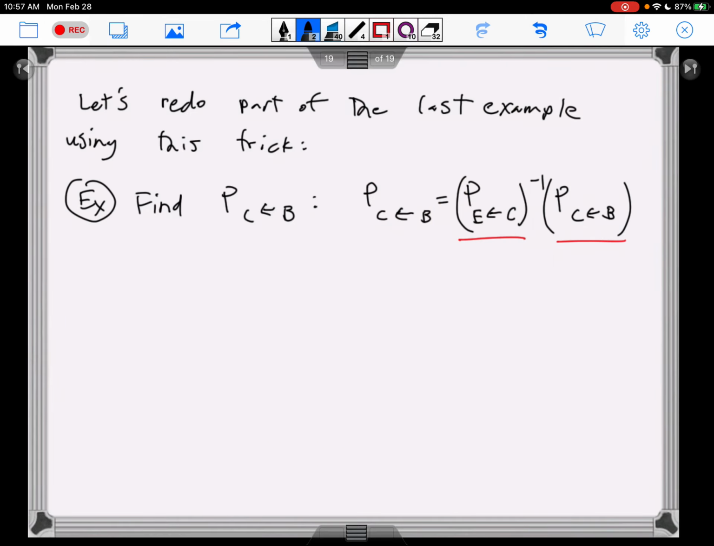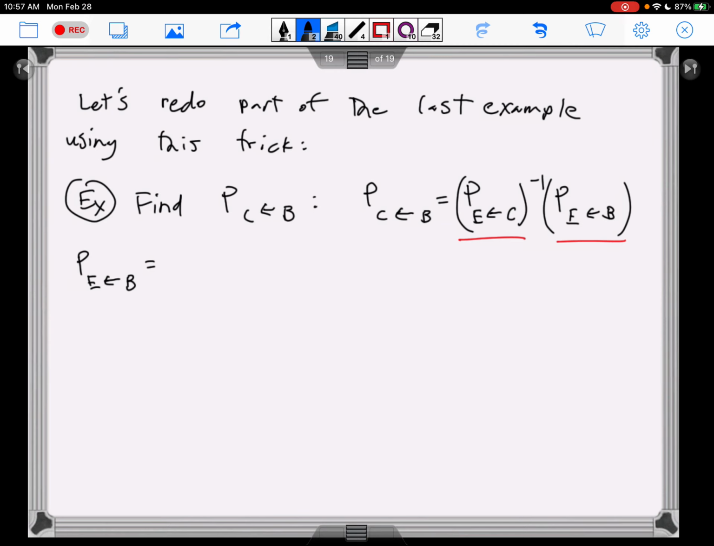So let's start with the guy on the right. The guy on the right is the easy one, right? So, sorry, did I write B to C? I meant to write B to E. I apologize. Okay. So let's start by finding P from B to E. But this is trivial, okay? This is trivial. Why is it trivial?